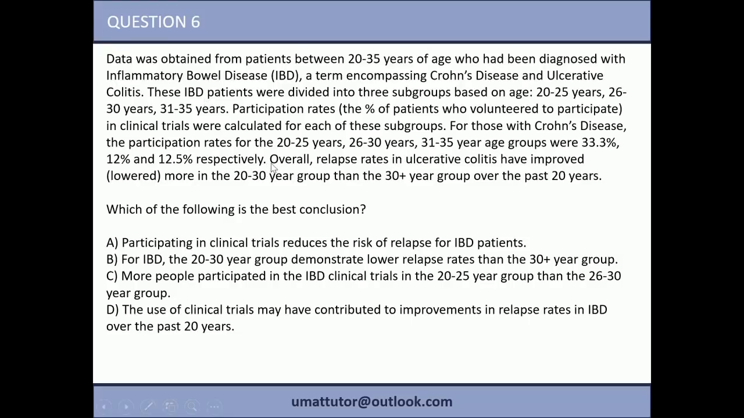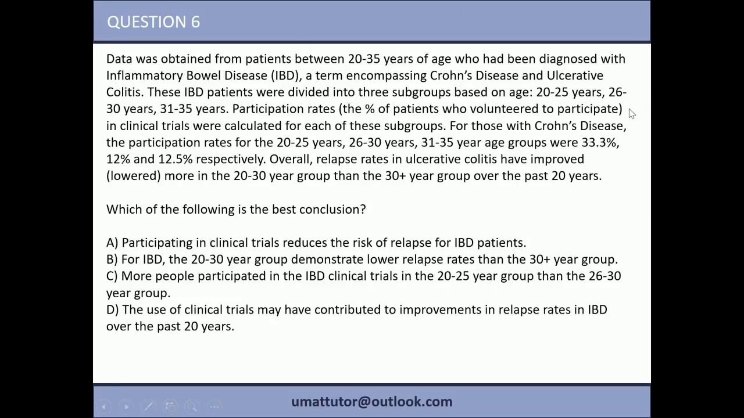Now the final sentence is talking about relapse rates over a 20-year period, and it's saying that those between 20 and 30 have a more improved rate of relapse than the 30 plus group. I guess the trap here is to think that given the younger group in this sentence had the better relapse rate improvement, and given in the previous sentences we saw that the participation rate was better in the younger groups as well, that maybe you could make some kind of connection between the participation rate in trials and the relapse rates. There's a couple of reasons why you probably shouldn't do that.